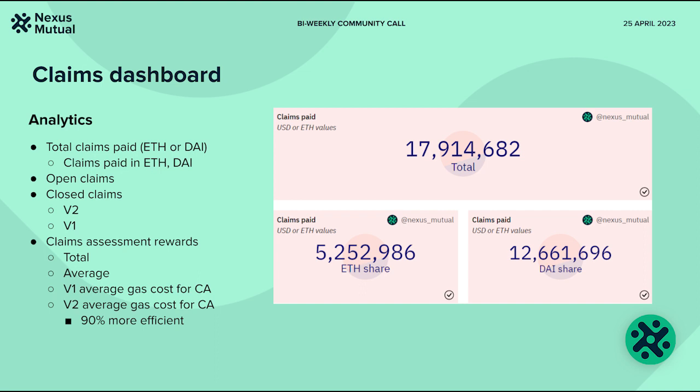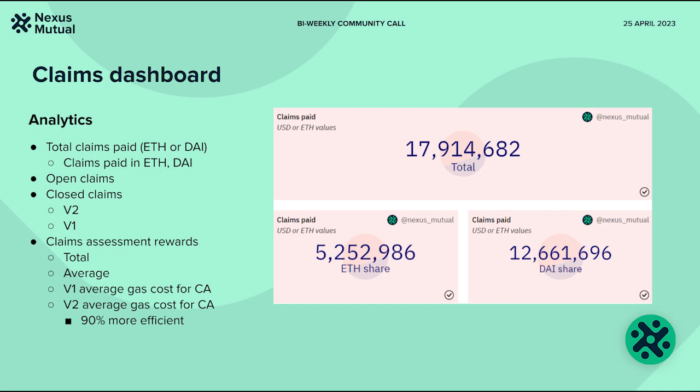For closed claims, you can see that for V1 and V2. There's some different categories there, but a lot more comprehensive data on claims that have been assessed, how many people have voted, what the rewards have been like. There's a breakdown of claims assessment awards across V2 and V1.